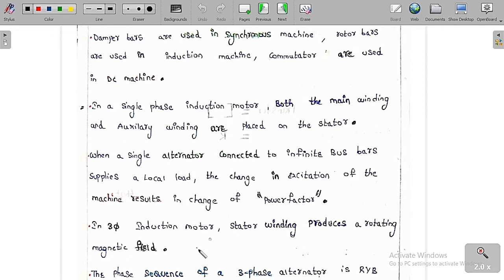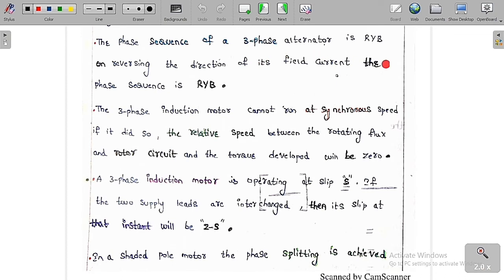I've already told these important concepts in the three-phase induction motors, because a three-phase induction motor is a self-starting motor. The phase sequence of a three-phase alternator is R Y B. On reversing the direction of its field current, the phase sequence is again R Y B. I've already told you, whenever you change the DC supply of the field current, you will get the same phase sequence, which is again R Y B.